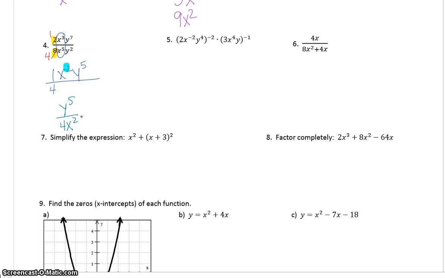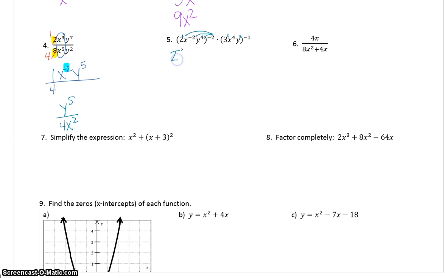Okay, number 5. First I'm going to begin by putting an exponent on this 2, an exponent on this 3, and an exponent on this 1, so that everything has an exponent. And I'm going to raise everything in the first set of parentheses to this negative second power.